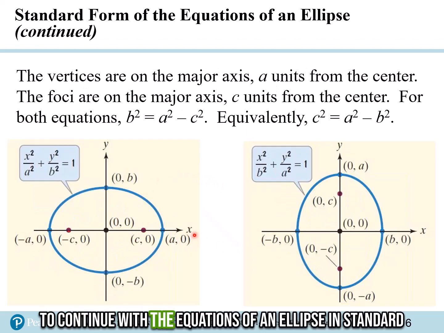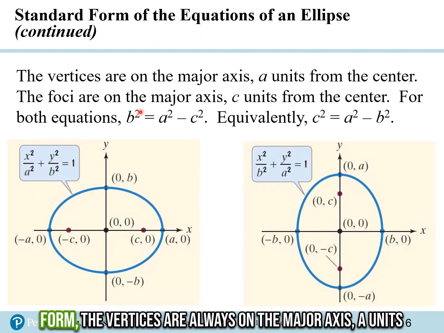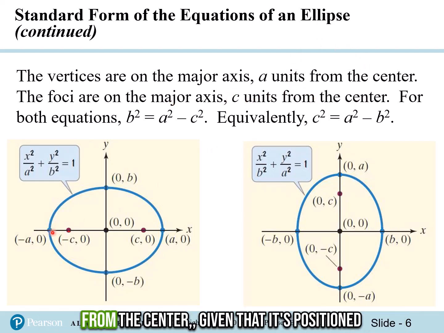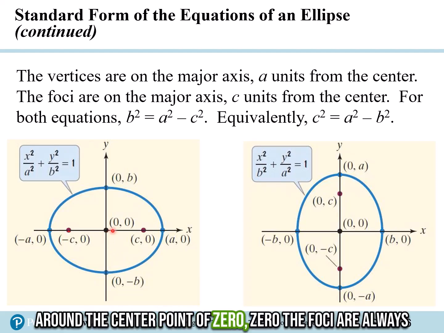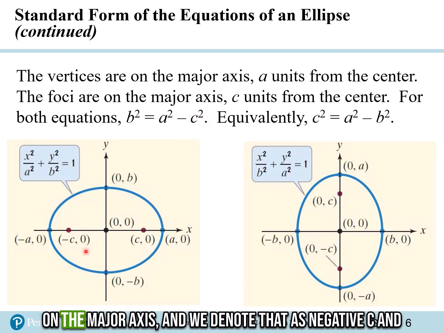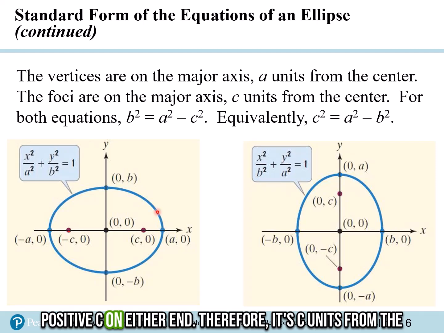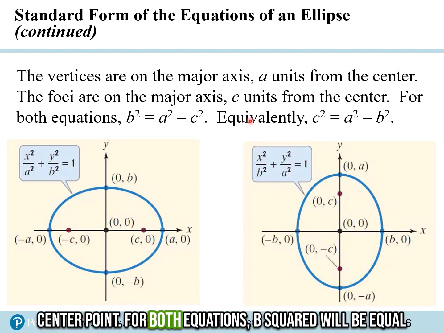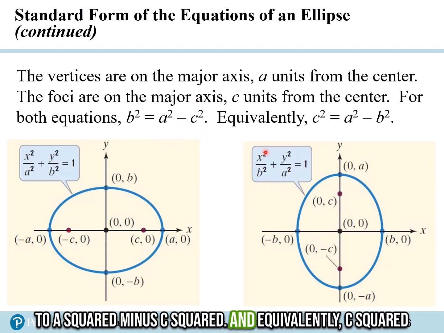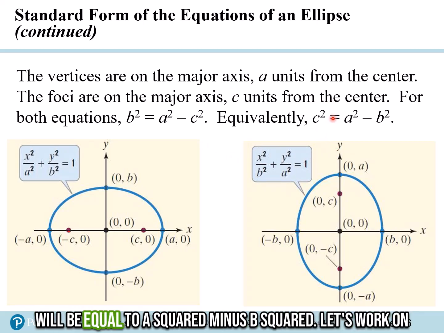To continue with the equations of an ellipse in standard form, the vertices are always on the major axis, a units from the center, given that it's positioned around the center point of (0, 0). The foci are always on the major axis, and we denote that as -c and +c on either end. Therefore, it's c units from the center point. For both equations, b squared will be equal to a squared minus c squared, and equivalently, c squared will be equal to a squared minus b squared.